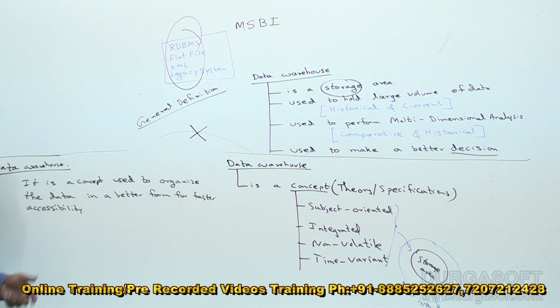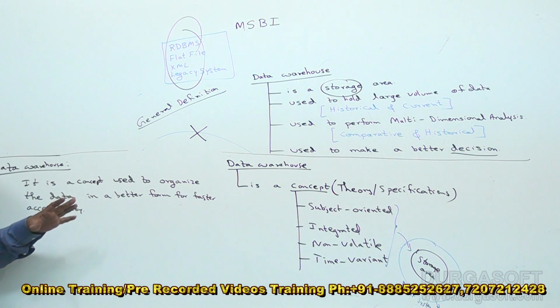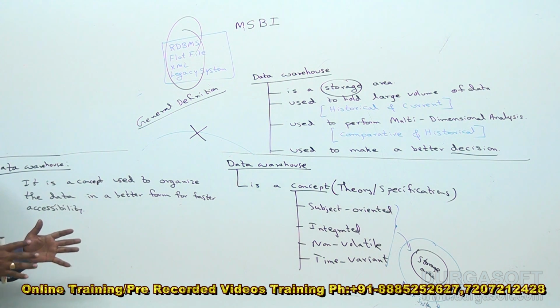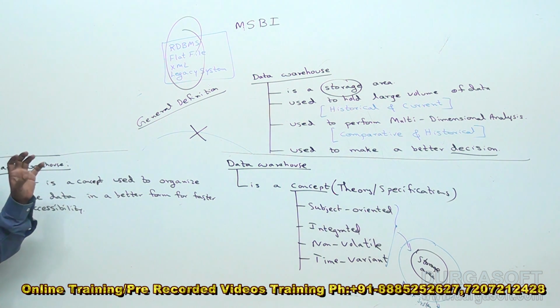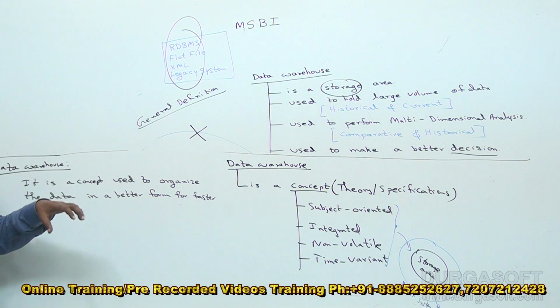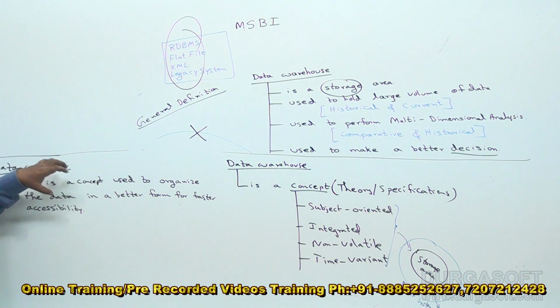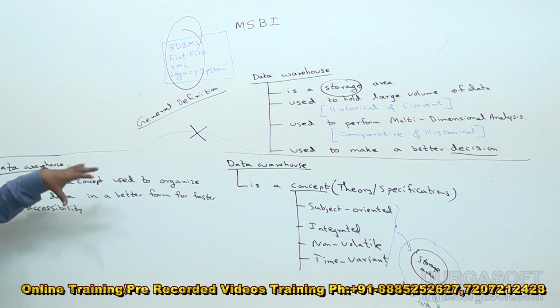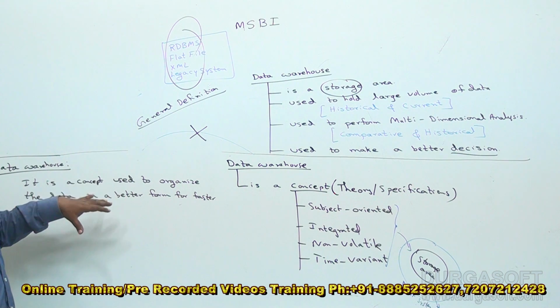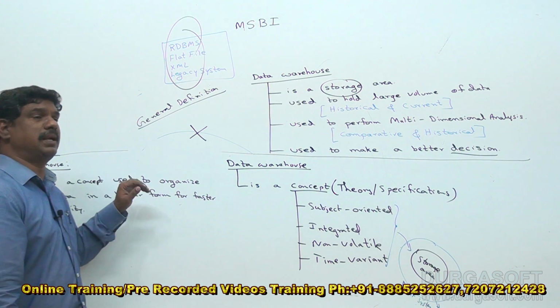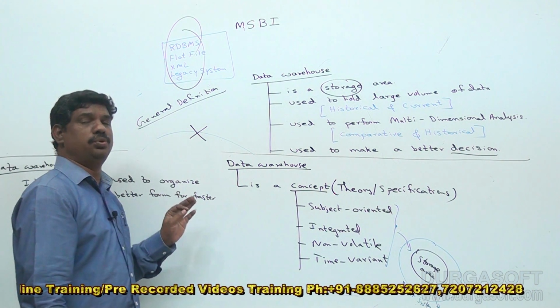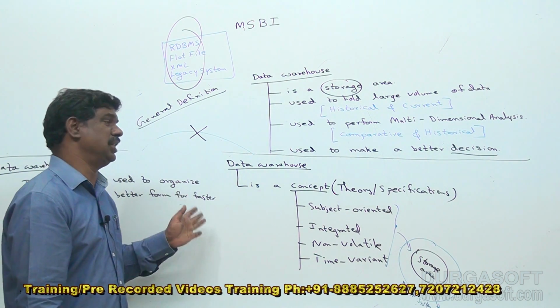For a database also we give the same definition, but its specifications are not supporting it if the data is coming like 300 trillion records, something like that. So for that purpose we are applying some special techniques on top of it, called data warehouse theory. This is what a data warehouse means. So the technical definition is used to organize the data in a better form for faster reporting. It is purely a concept, it is a specification.